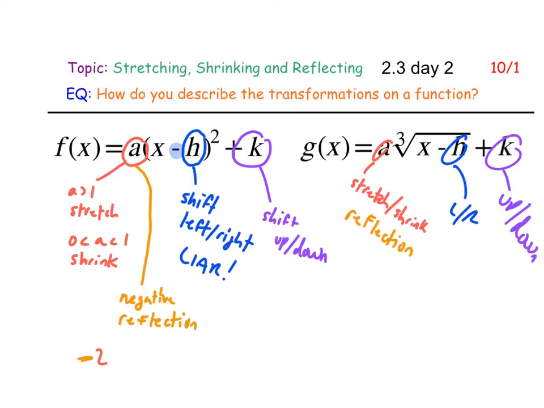So nothing changes. Again, just like that idea that H is inside the parentheses, or it's under the radical. A will always be in front of the parentheses or the radical, and K will always be after the parentheses or the radical. So try to apply that here.